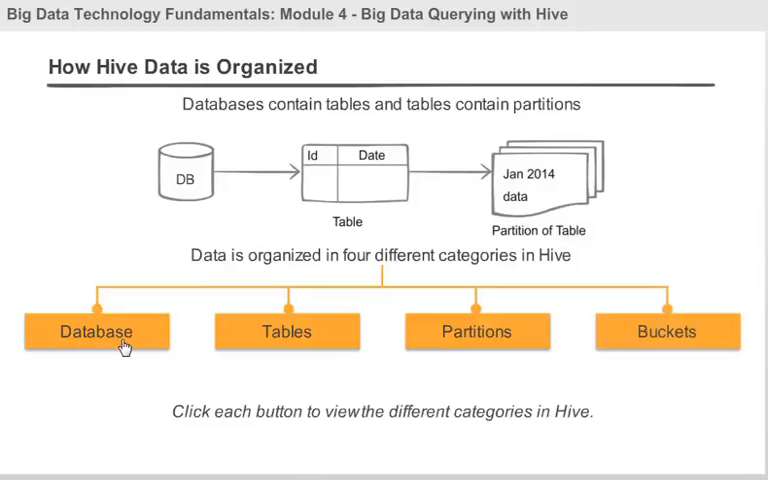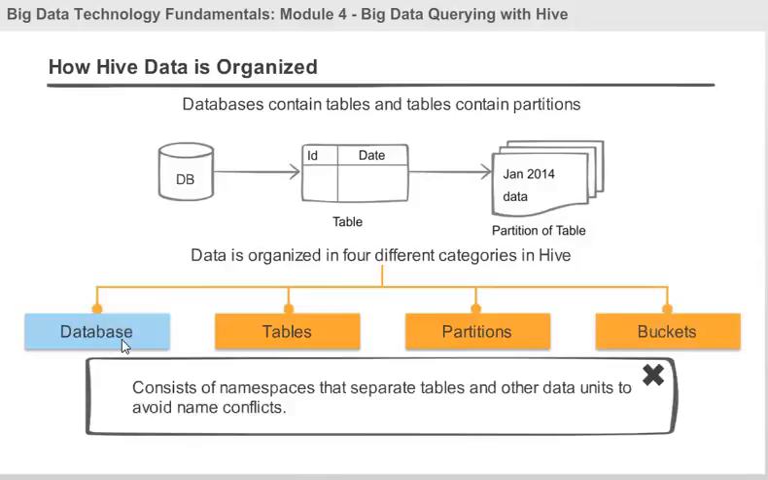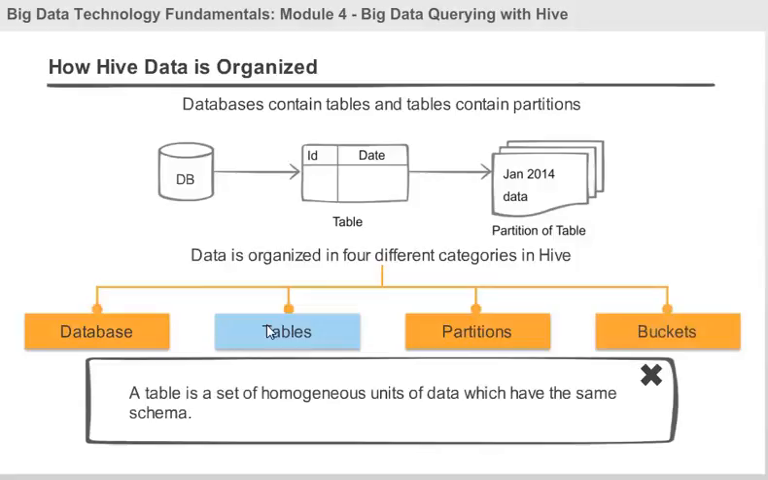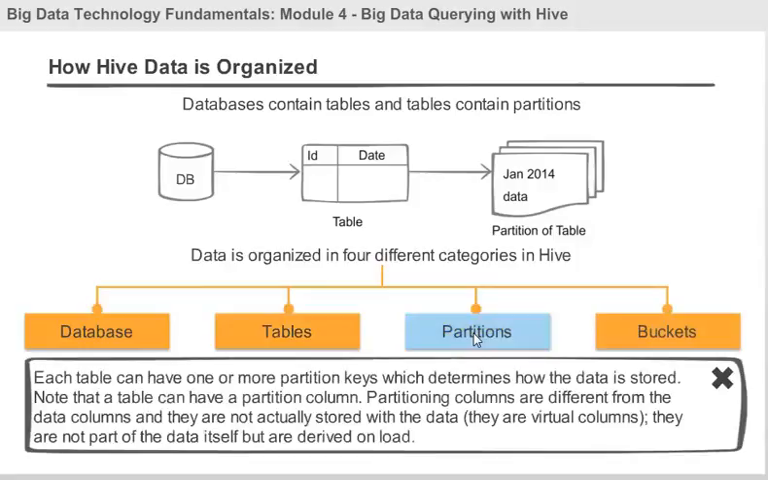The database consists of the namespaces that separate the tables and other data units to avoid name conflicts. Tables are homogeneous units of data which have the same schema. Each table can have 1 or more partitions, which determine how the data is stored. Note that a table can have a partition column. Partition columns are different from the data columns, and they are not actually stored with the data. They are virtual columns. They are not part of the data itself, but are derived on load.